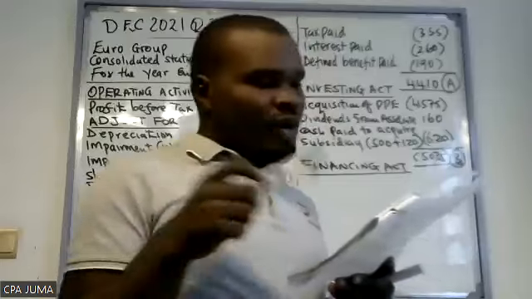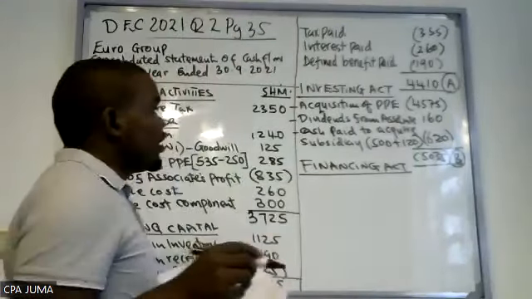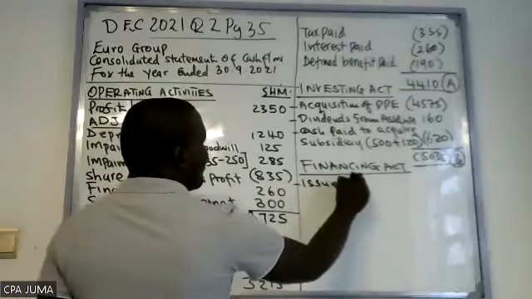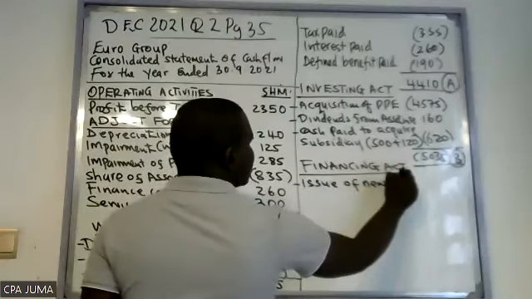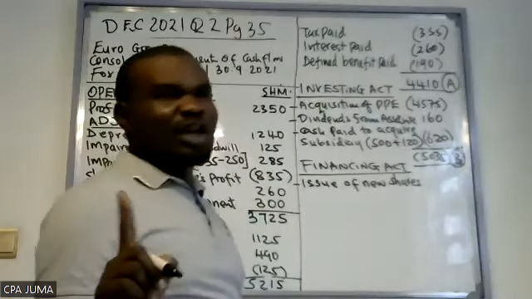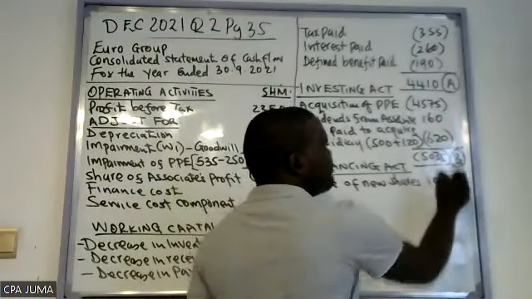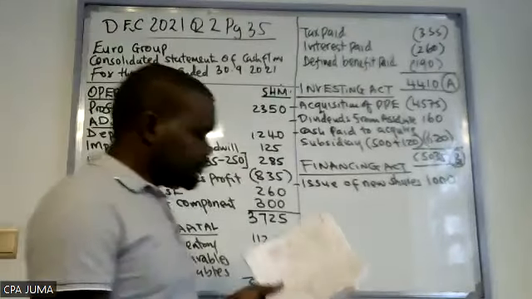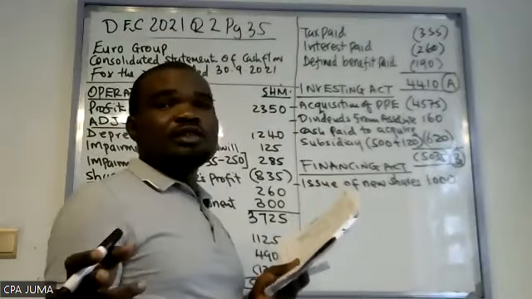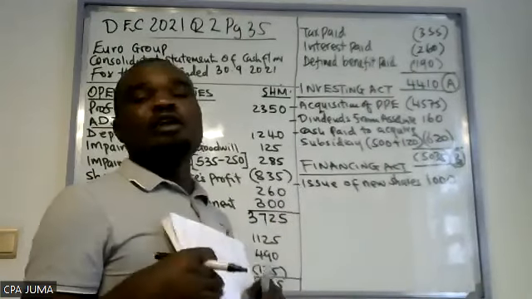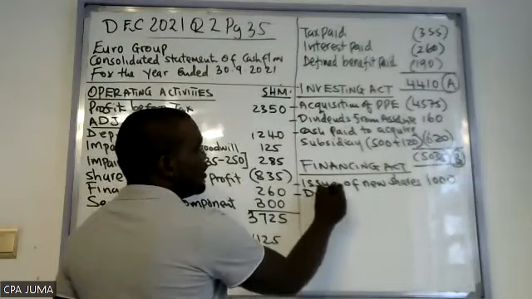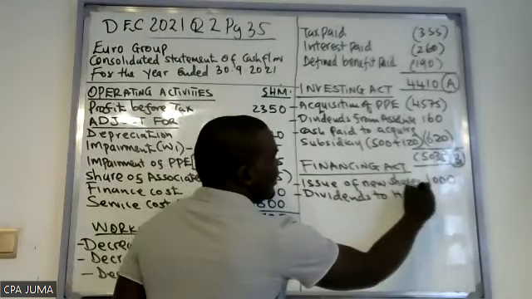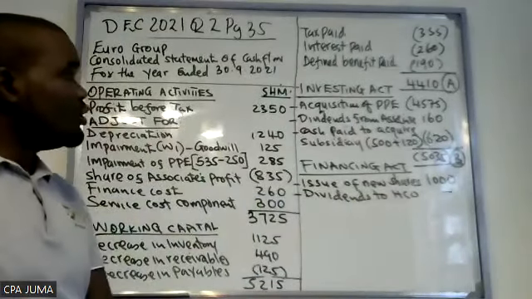So we have already worked out ordinary shares, the issue of new shares. Check where we did them. I remember it was 1,000. Can you confirm if that was so? Yes, Brandy has confirmed. Then retained earnings, where we were looking for dividends. Let's show the examiner that we know. Dividends to the holding company, we never got anything. It was zero. We did our working.